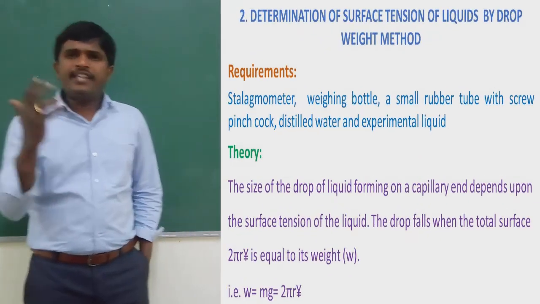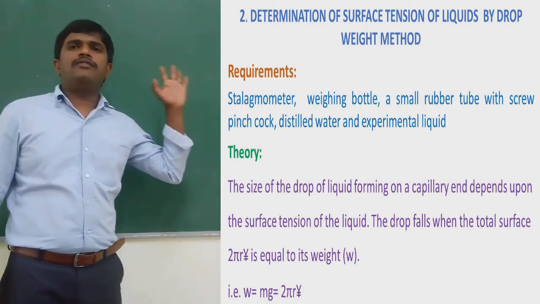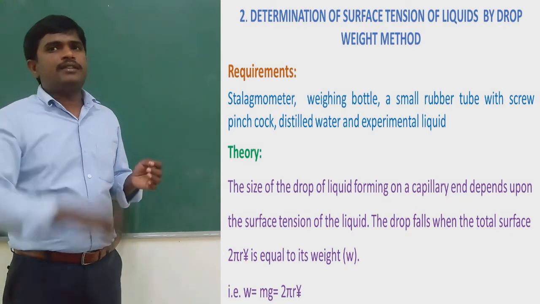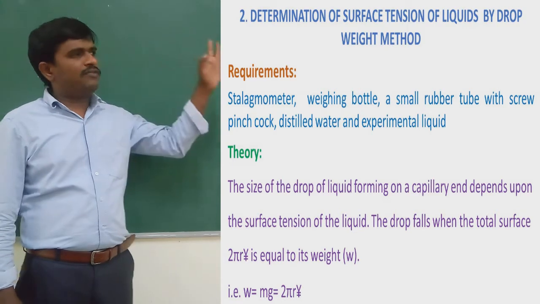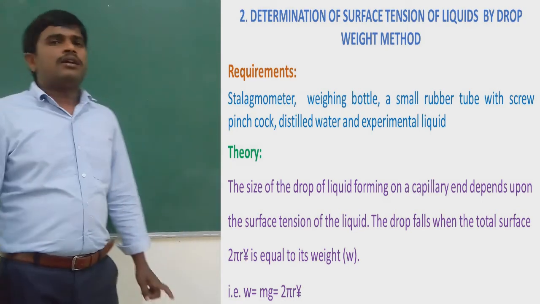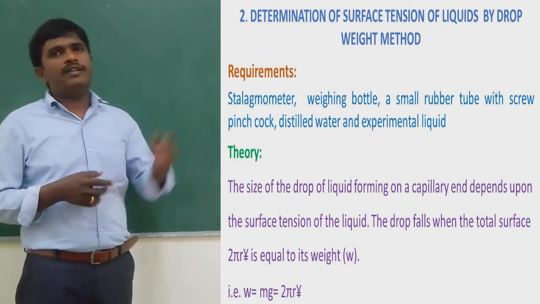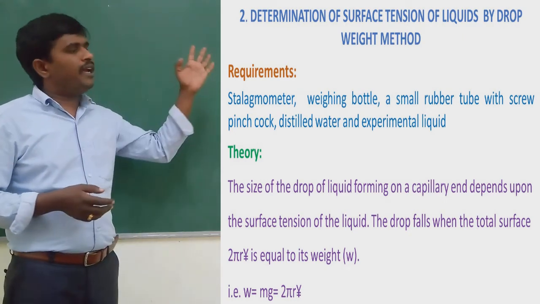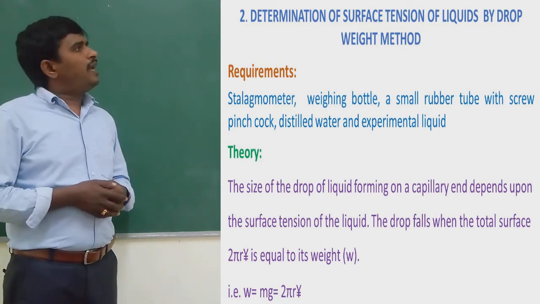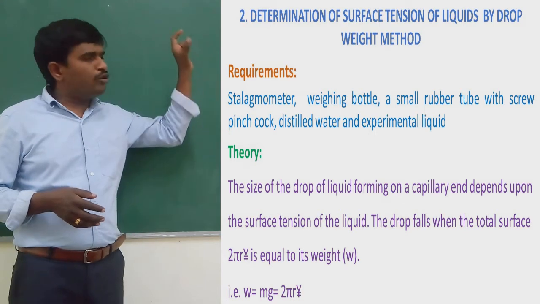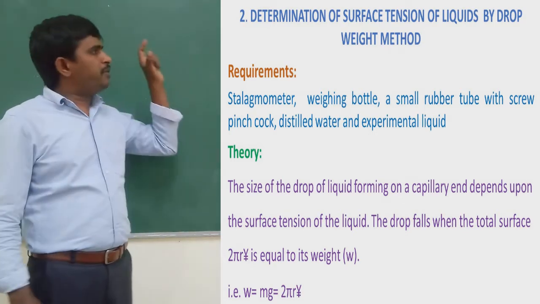Go to the next method for the determination of surface tension of liquid. That method is the drop weight method. Determination of surface tension of liquids by drop weight method. Here also the requirements for this experiment are again a stalagmometer, weighing bottle, a small rubber tube with a screw pinch cap, distilled water and experimental liquid.